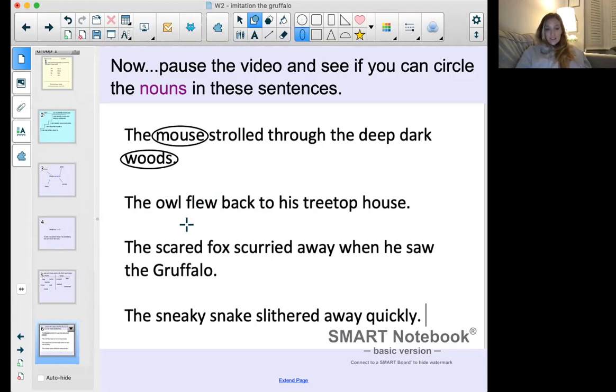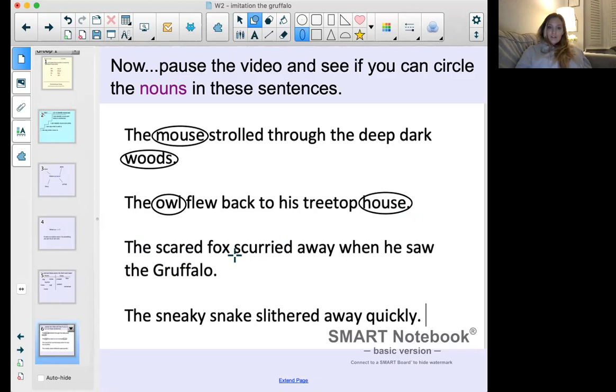Let's look at sentence 2. The owl flew back to his treetop house. The owl, that's right, owl is an animal, and in our story we're going to have lots of nouns that are animals. Flew back to his treetop house. That's right, his house, you could say, is a thing or a place. So fantastic if you spotted that one as well. It's important to read the sentence through.